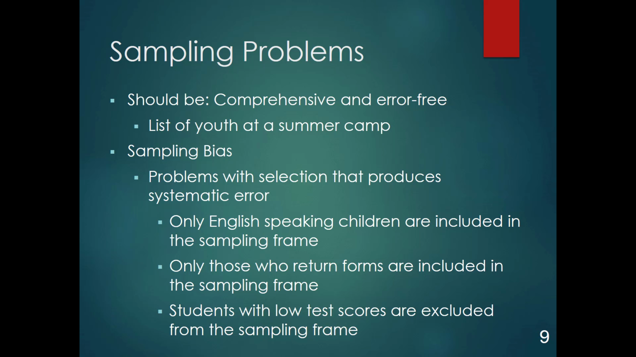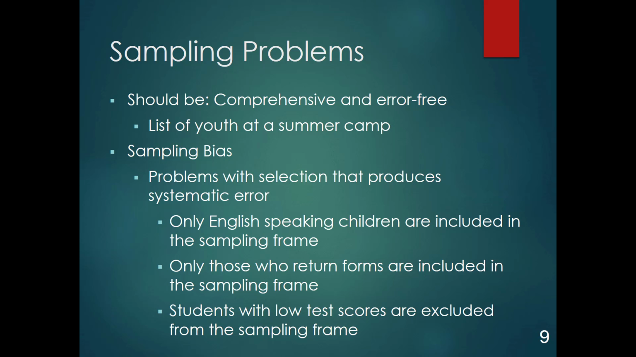Other examples would be if you only include English-speaking children in a study. Another example would be if you only include those who returned forms. Let's say you sent out forms to the entire school, but you only include those who returned them. Those who were not included may be different from those who returned the forms, right? Those who did not return their forms may be completely different, and so we cannot generalize our data that way.